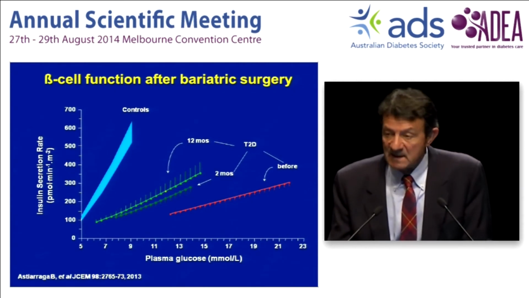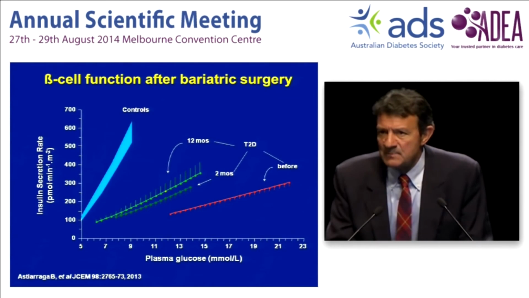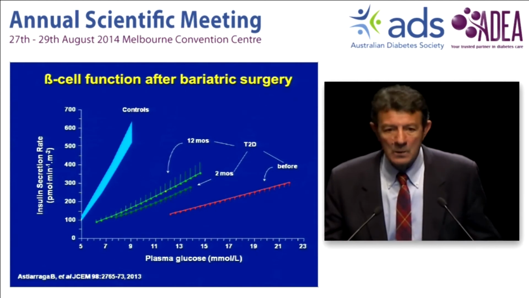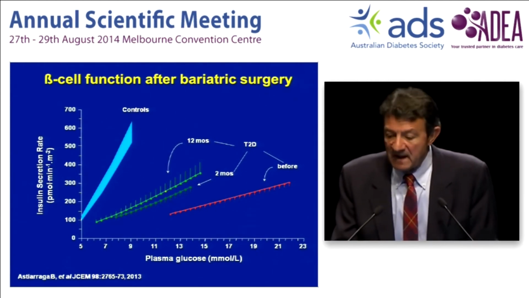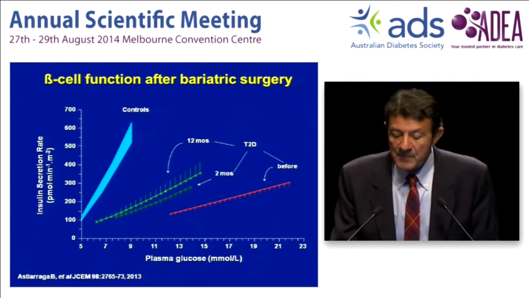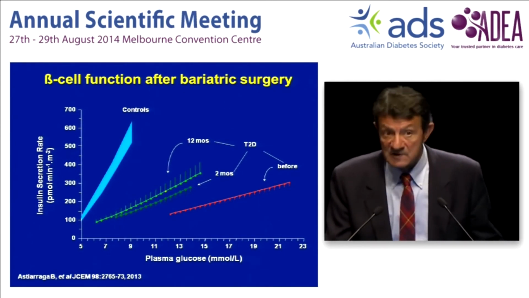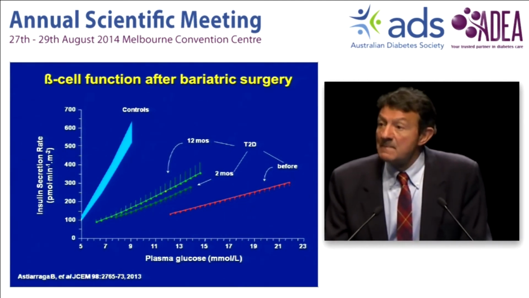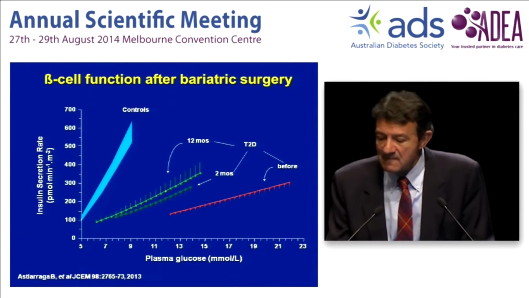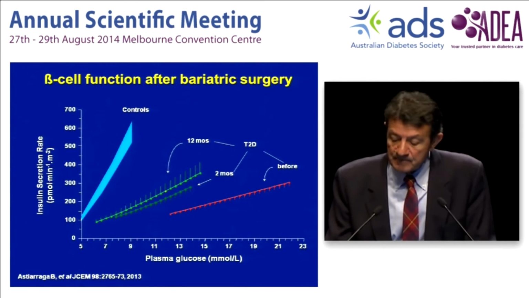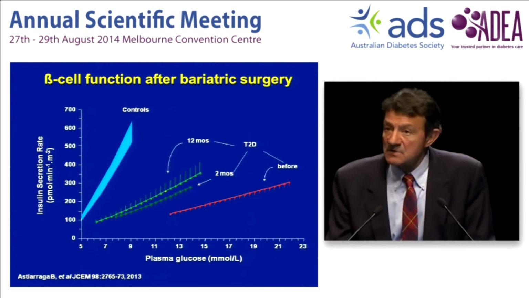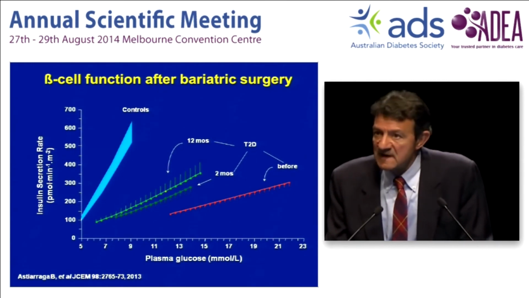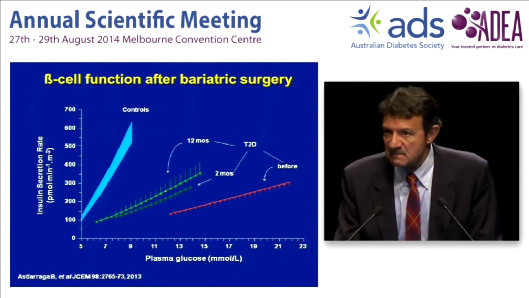This is, for example, a study of patients with long-standing type 2 diabetes on insulin who had failed on all treatments, subjected to bariatric surgery. You see the blue shaded area is the response in non-diabetic individuals, and the red line is the beta cell glucose sensitivity before surgery, and then in green, 2 months and 1 year after surgery. You see the major improvement in beta cell glucose sensitivity as well as insulin sensitivity as measured by the clamp.